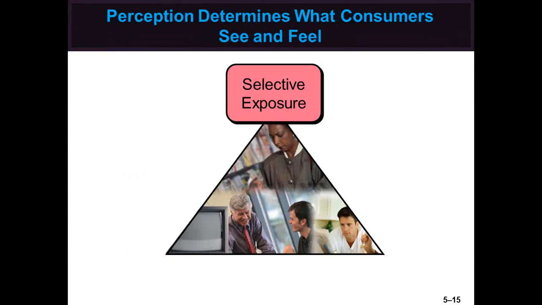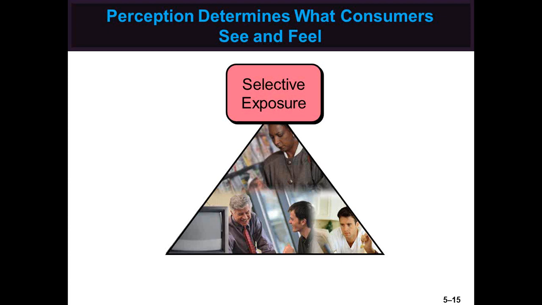So, perception determines what consumers feel and see. So perception refers to how people gather and interpret information from the world around them. Marketers are very much interested in the processes people use to handle incoming marketing mix stimuli, because people can't process all of the information to which they're exposed on a daily basis. The volume is simply too great.